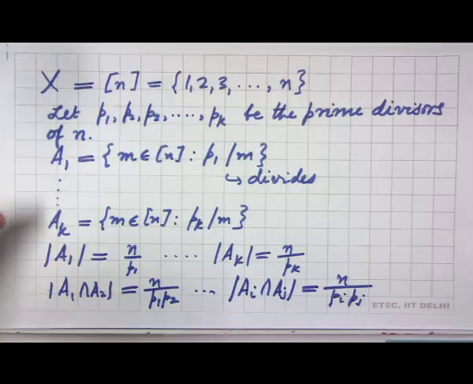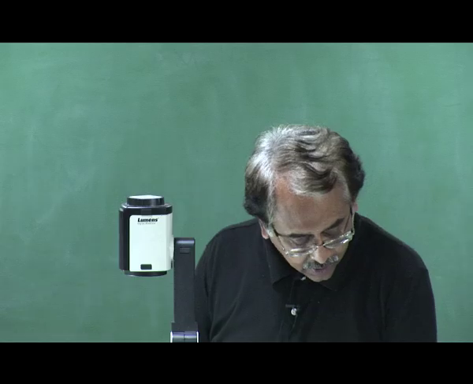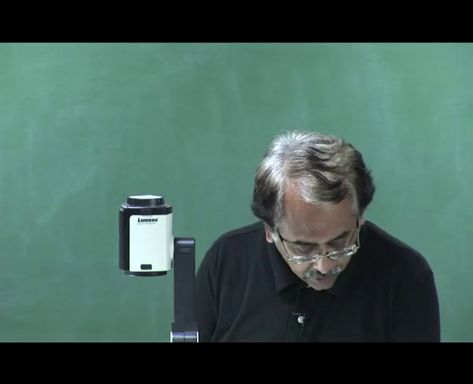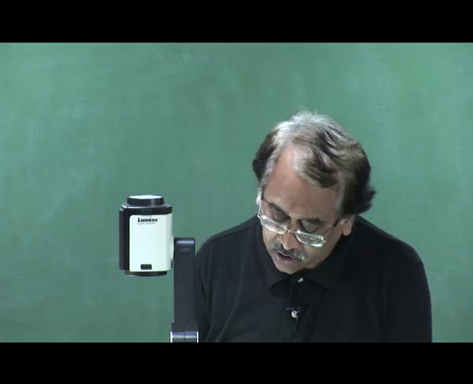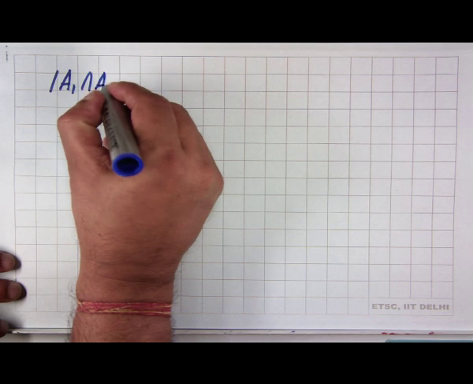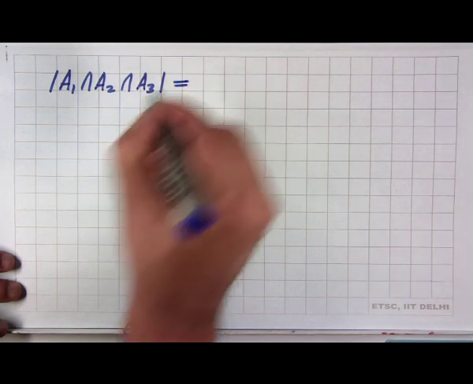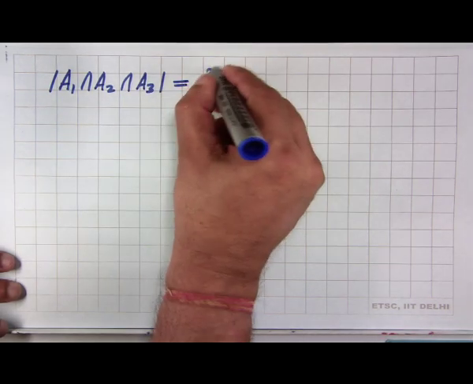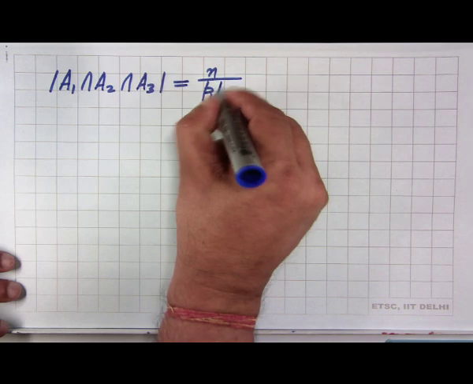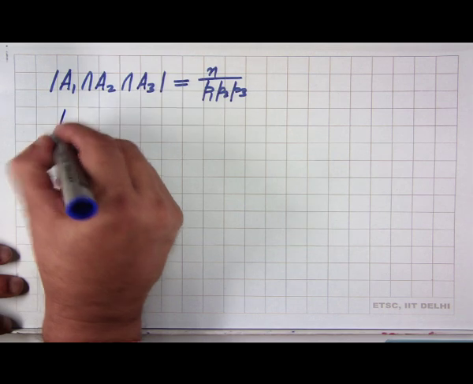Now, you can take this by continuity, that if I were to try to do this over 3 sets, let me write this one extra one down, A1 intersection A2 intersection A3. I'm really looking at multiples of P1, P2, P3, and there would be n by P1, P2, P3 of them. And I could generalize over any 3 sets.